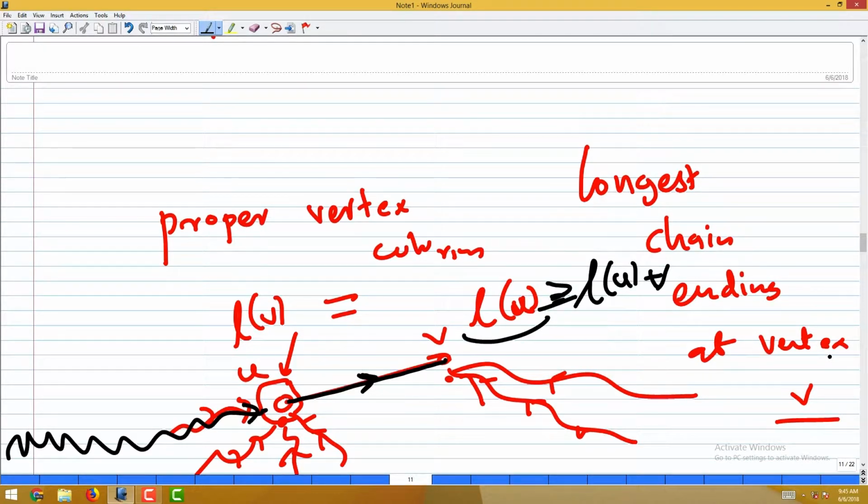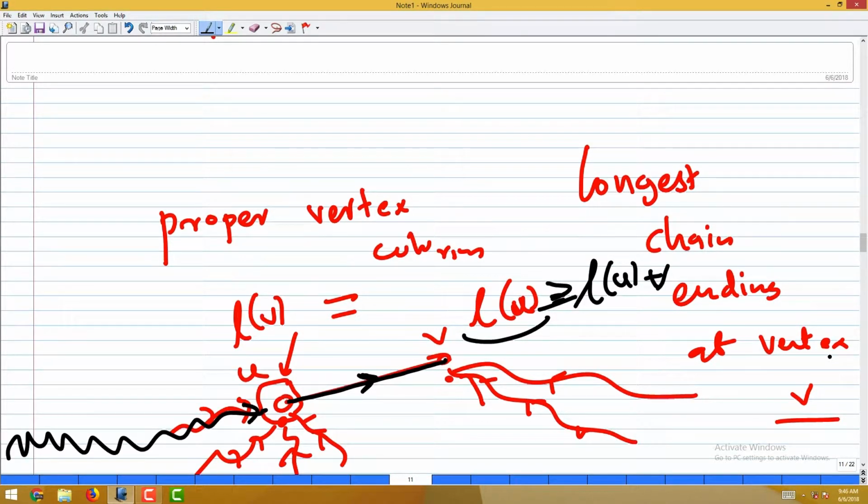And now, the maximum number of colors you have used is what? Some vertex might have got the biggest color. That means a chain is ending at that vertex with that many vertices. But then there is a clique.